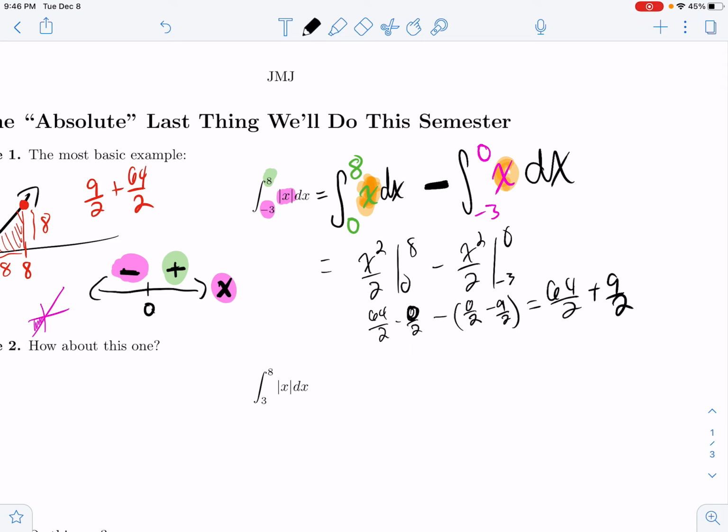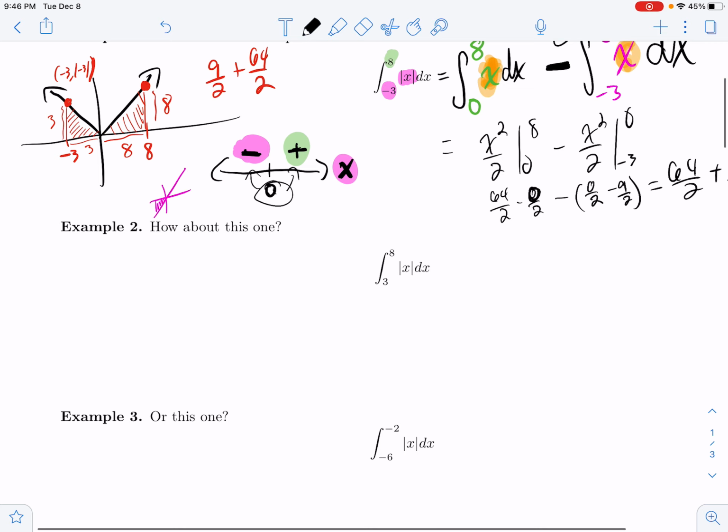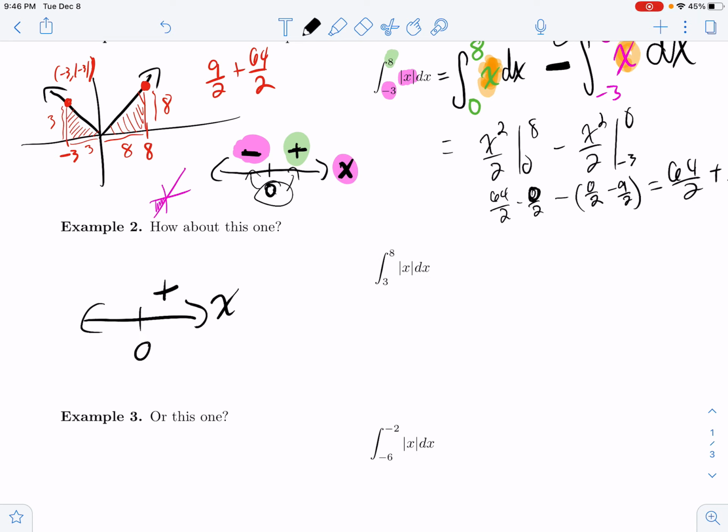All right, so there's the trick. We find the roots, we make a sine chart. Whenever it's negative, we subtract. Whenever it's positive, we add. So let's try this one again. All right, we have absolute x again, so we make our sine chart for x. We get one root, it's 0. So over here we're always positive, over here we're always negative.